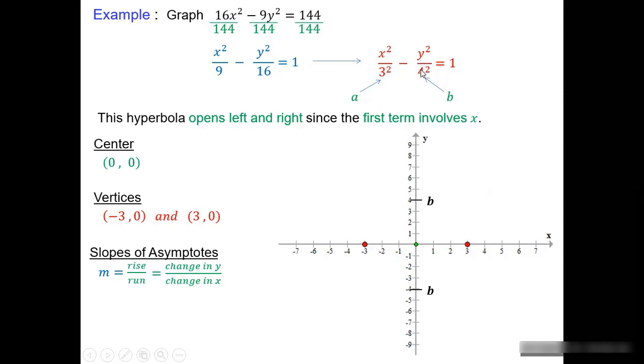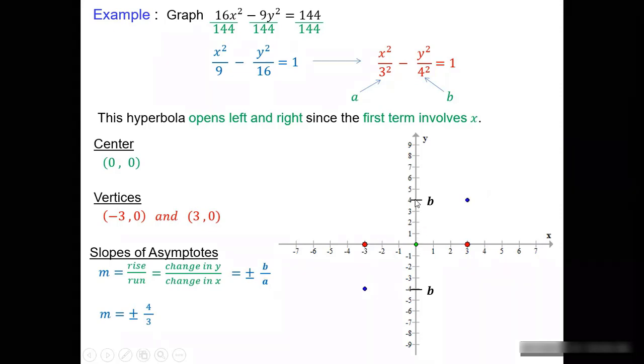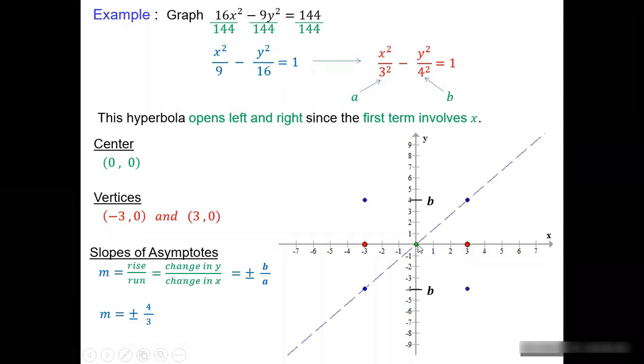Since 4 is attached to y, then 4 indicates the rise. Since 3 is attached to x, 3 indicates the run. So notice that for my formula for the slopes, it's simply plus or minus b over a, and therefore my slope is +4/3, which means from the center, rise 4 and run 3, and -4/3, which would mean drop 4 and run 3, which is why there are two different asymptotes, one with the positive slope and one with the negative slope.